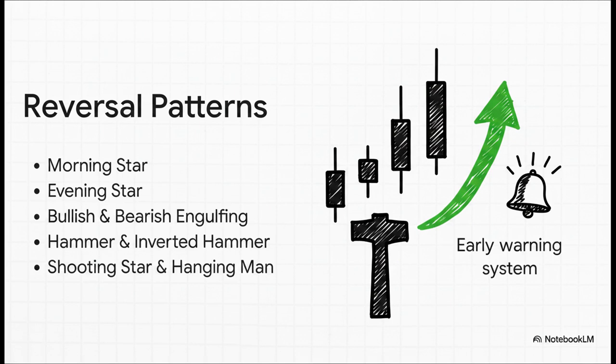When these candles group together, they form highly recognizable structures. Classic reversal patterns like the hammer, the inverted hammer, or the bullish and bearish engulfing setups, these tell a story. They signal exactly when prevailing buying or selling pressure is utterly exhausted. Think of them as your early warning system that a trend is getting ready to pivot.